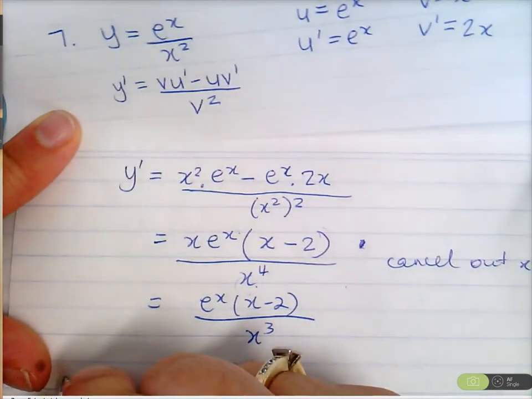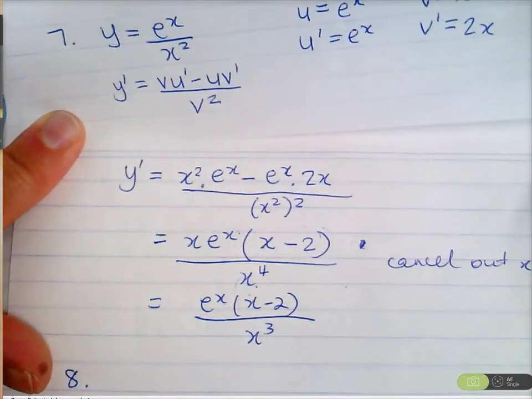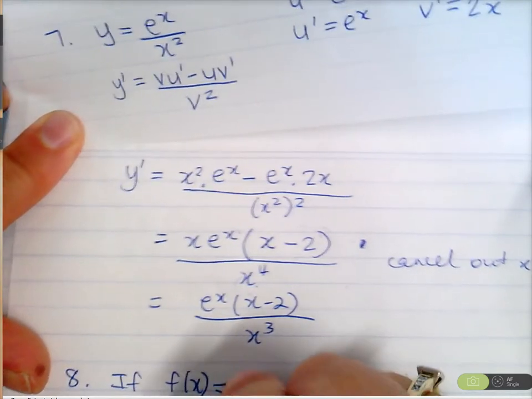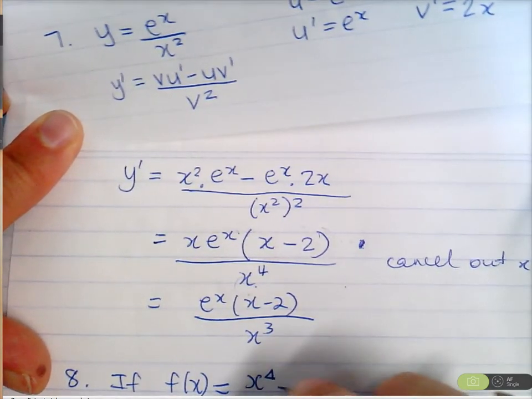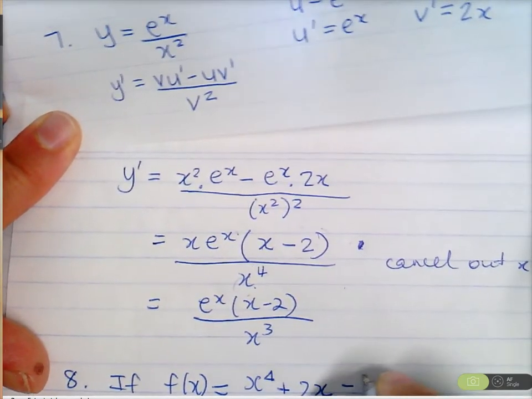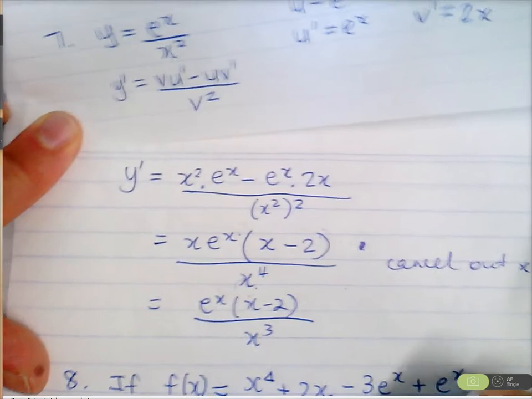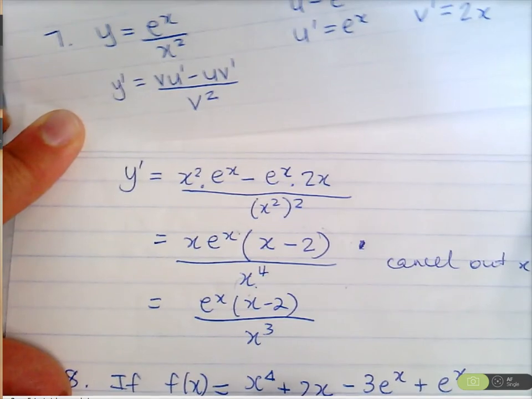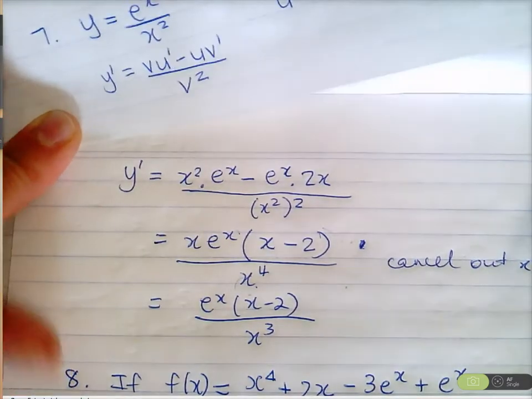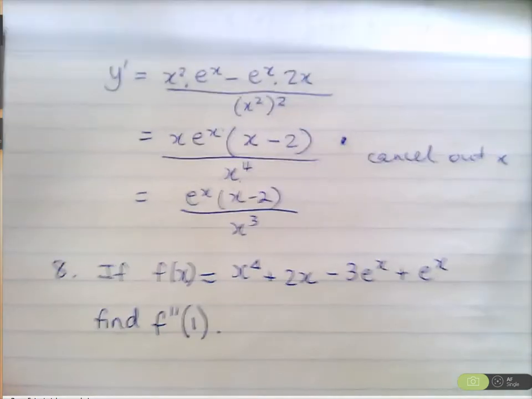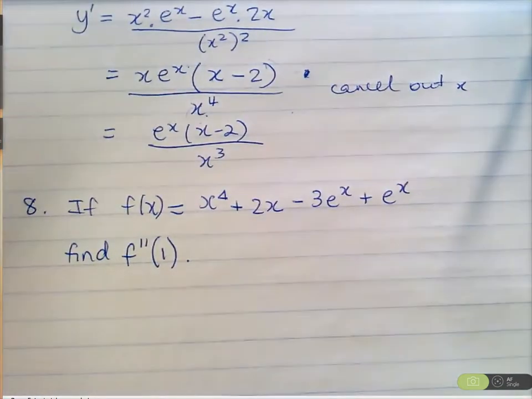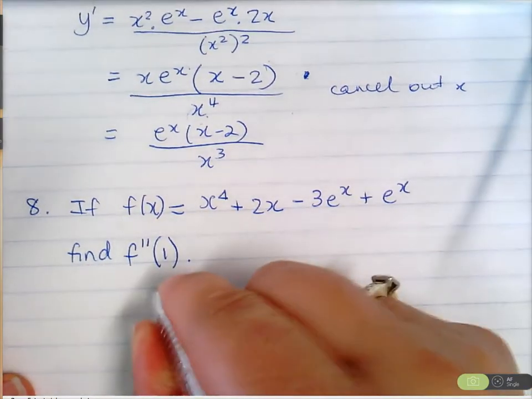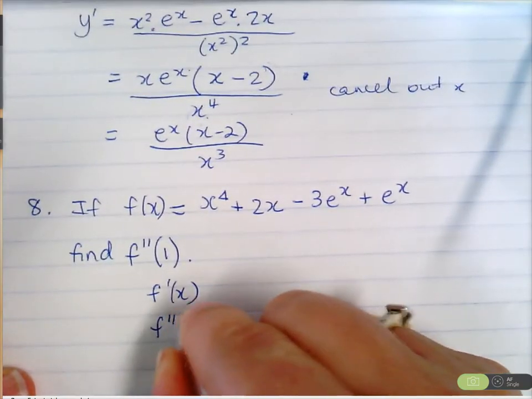Okay, another example, example 8. All right, if the function of x, I'm just doing similar ones to what you've got, is x to the 4 plus 2x minus 3e to the x plus e to the x, find f double dash 1. All right. You know what to do? Wouldn't you just find f dash? Yep. So let's just start off by finding f dashed x and f double dashed x.